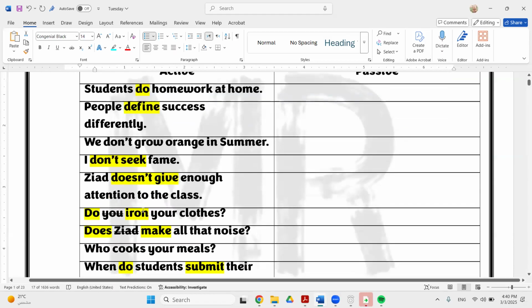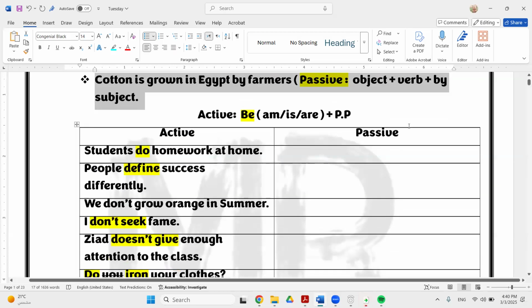Now let's solve a few sentences. Students do homework at home. Can you turn this into passive? And by the way, this is a present simple tense. Students do homework at home.